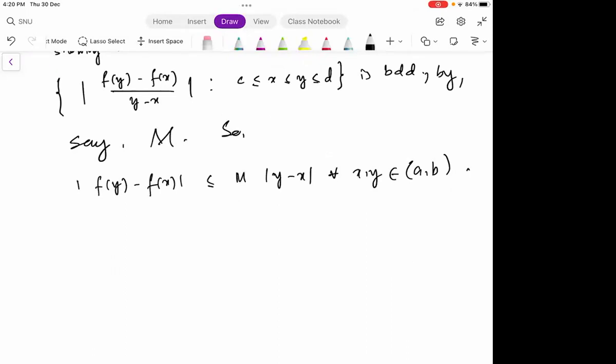So a convex function is always continuous. If it's differentiable, the derivative is increasing. If it's twice differentiable, the second derivative is positive.